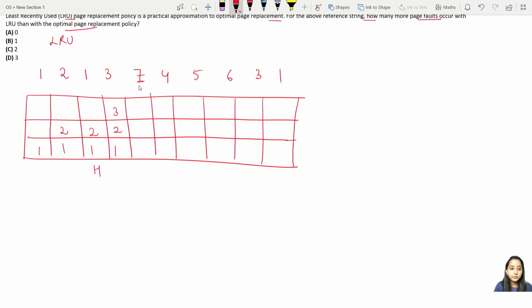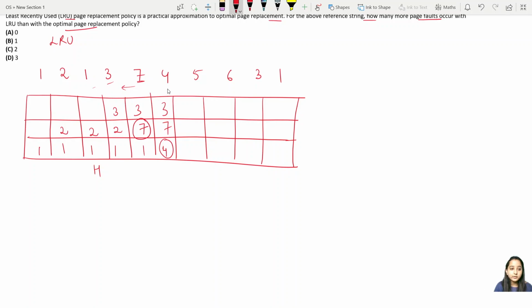Now whenever 7 comes, we have to see which page is least recently used. 3 is used, 1 is used. Which one is least recently used? 2. So 7 will be placed here in place of 2. Next, 4 will come. So we have to see the least recently used pages. 7, 3 are here. We will replace 1. So 4 will arrive here.